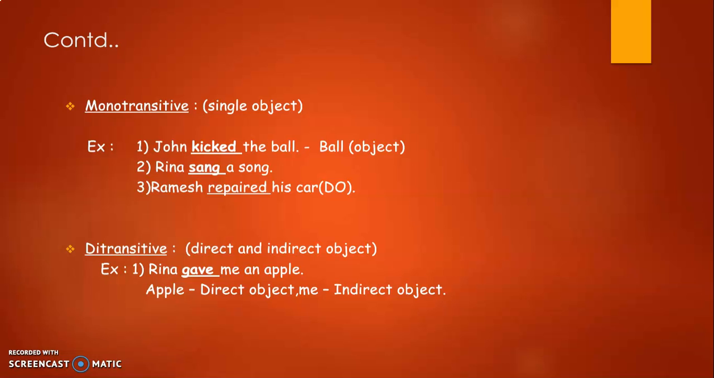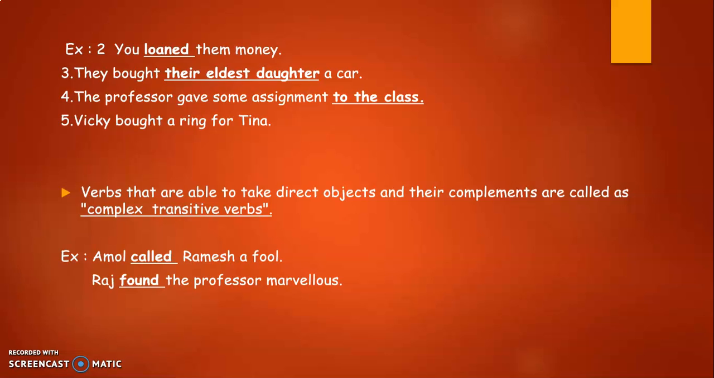Next, ditransitive verb, which can take both direct and indirect objects. For example, Reena gave me an apple. Here, apple is a direct object. Me is an indirect object. Hence, gave is a ditransitive verb here because it is followed by both direct and indirect objects. Similarly, you loaned them money.